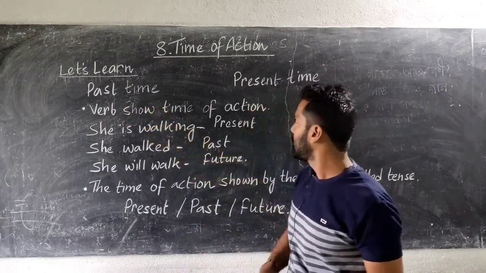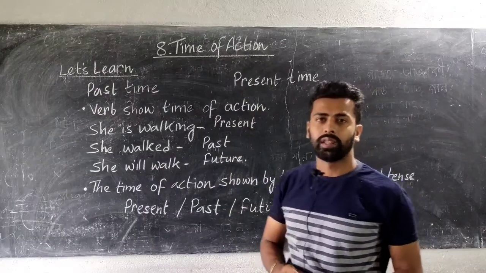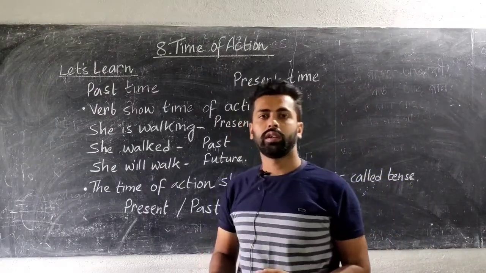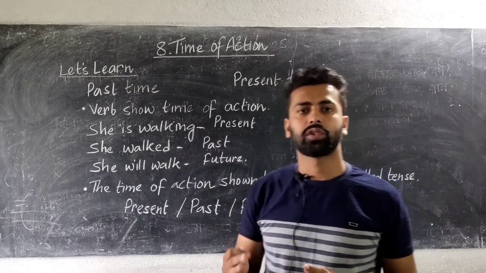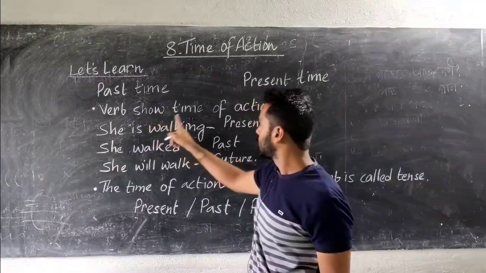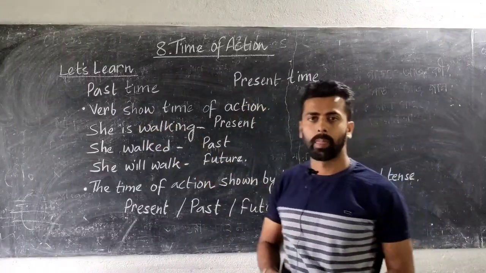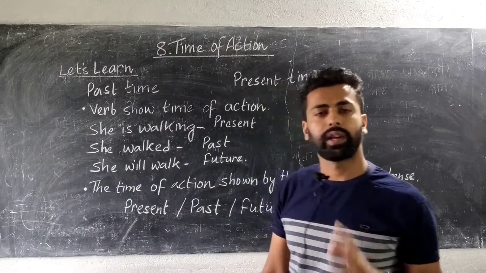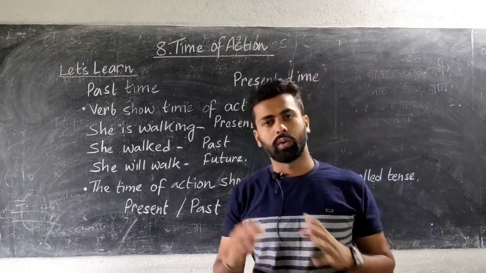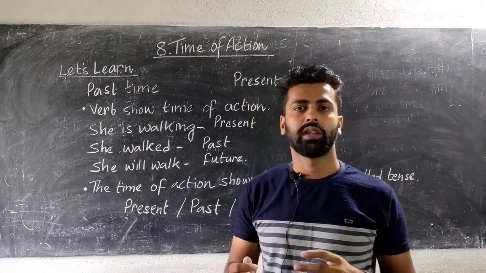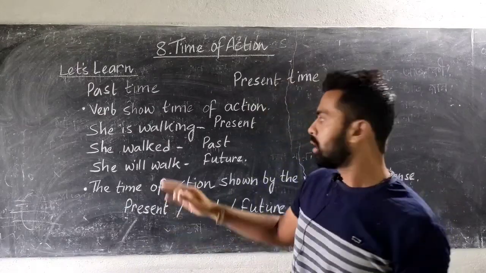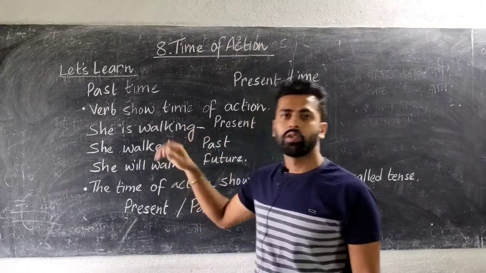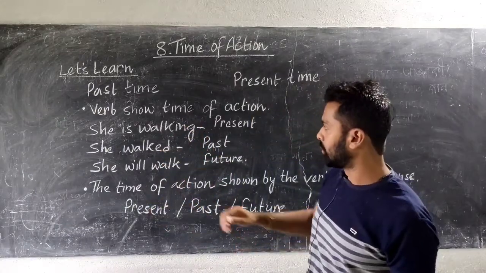Past time and present time are given here, and the verb will show the time of action. The time of action usually depends on the verb. Verbs show the time of action, because looking at the noun you cannot say at which time the action is done. Only with the verb can you predict the time at which the action is done.